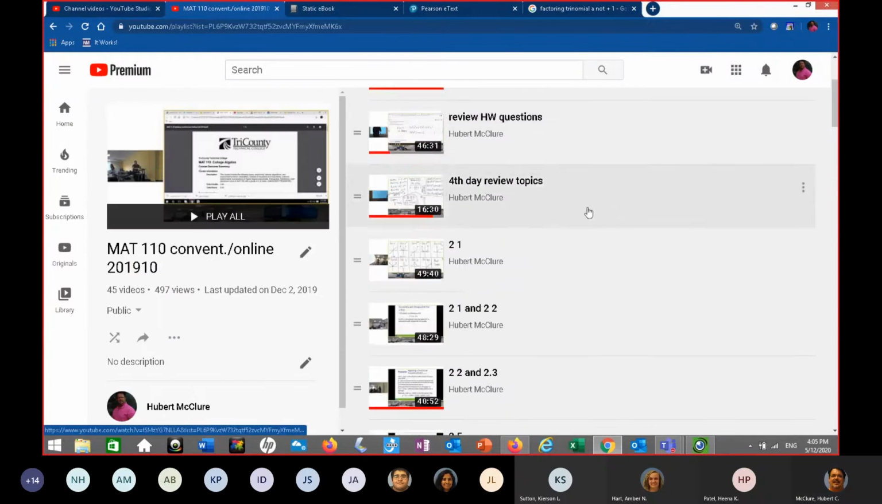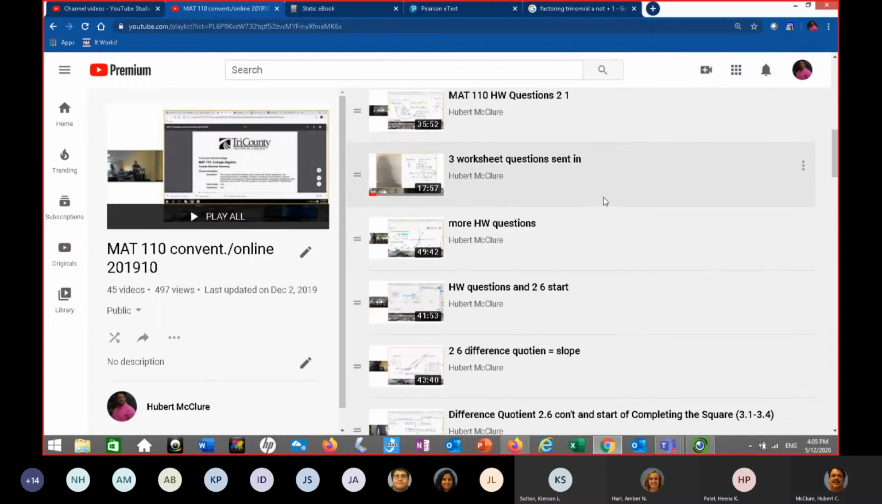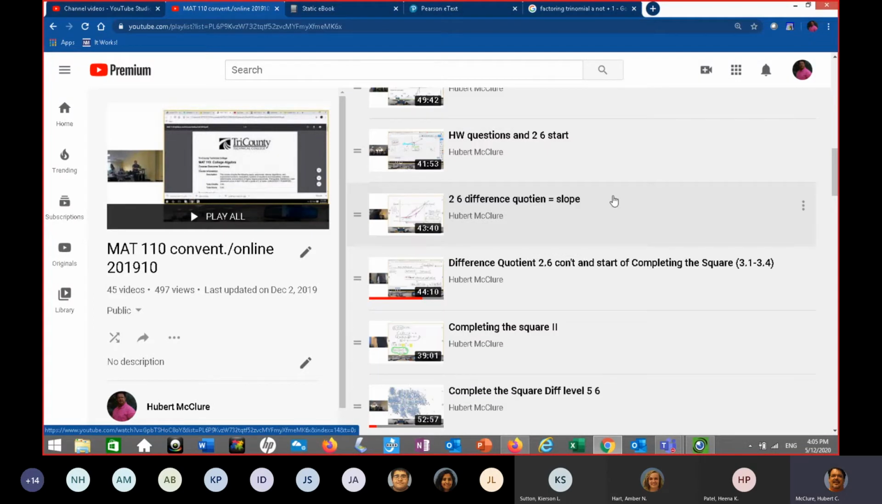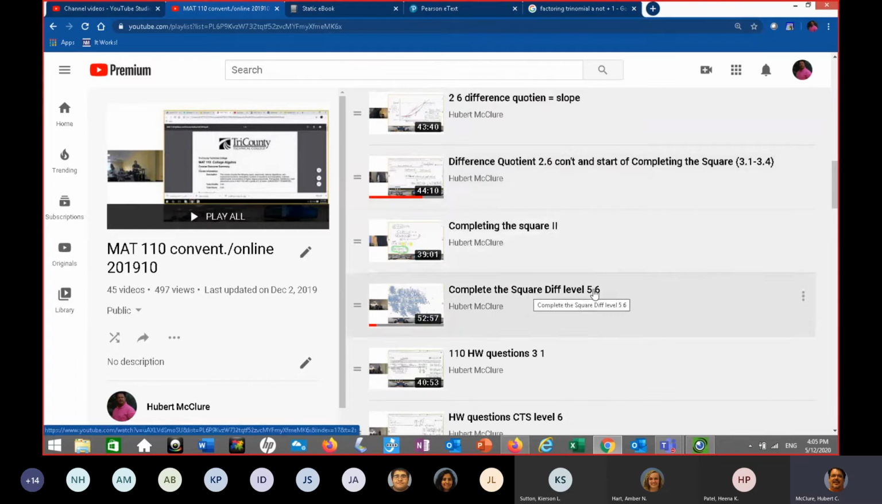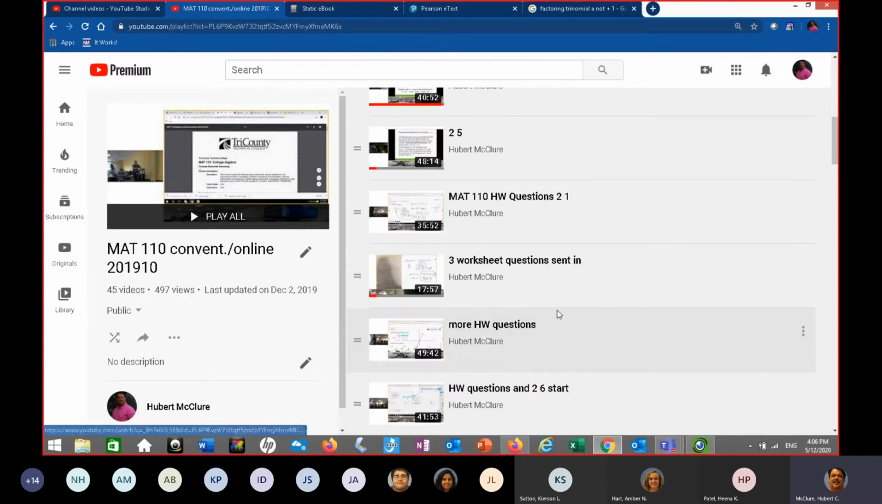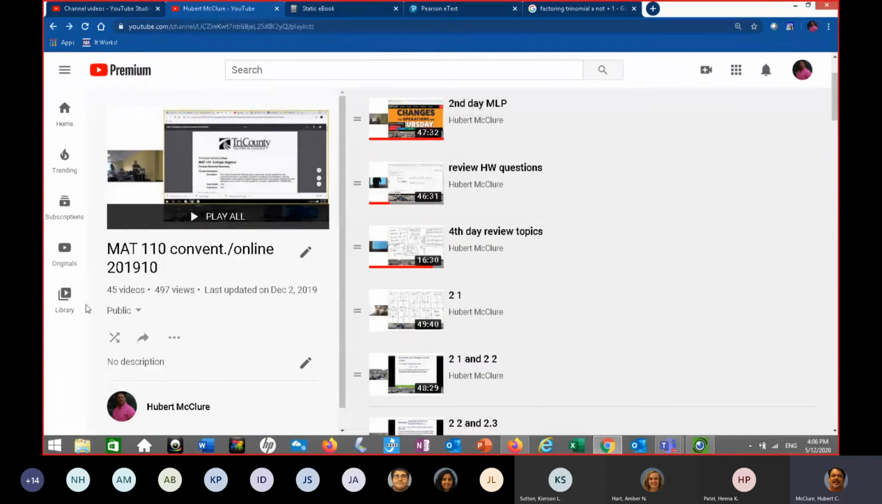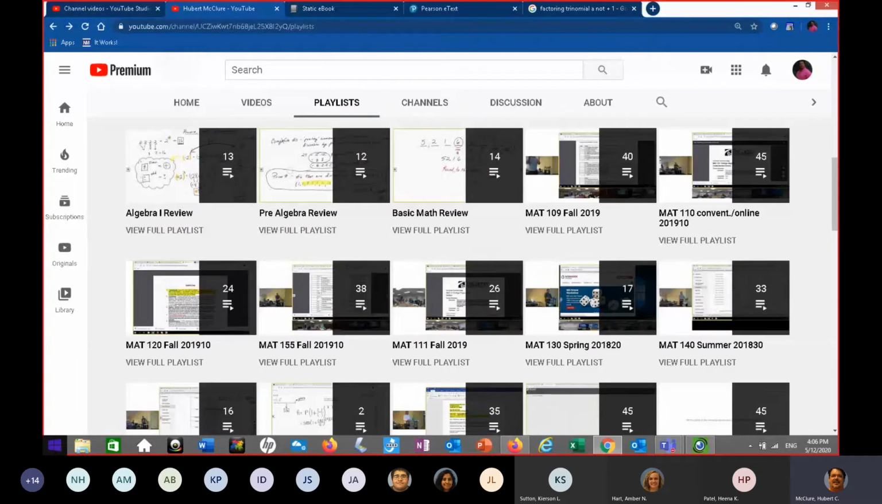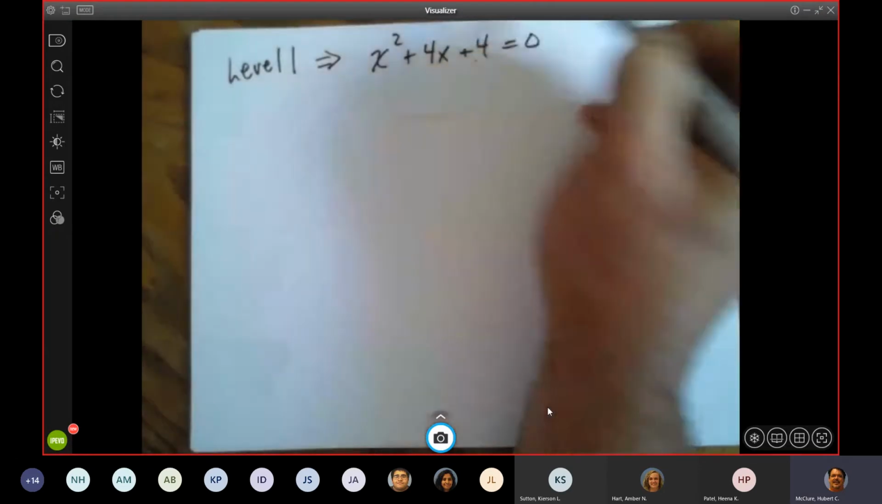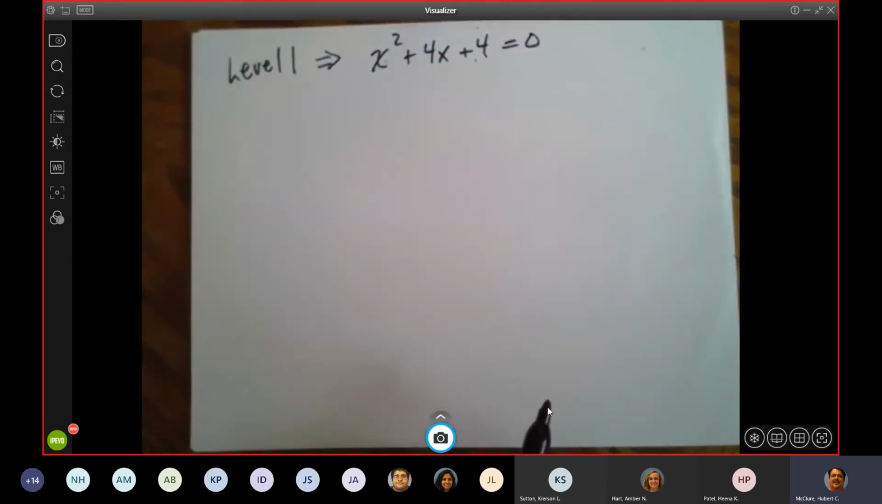And if you'll look, right down here, you're going to see levels. Well, there we go. You see completing the square, and then completing the square levels 5 and 6, and then completing the square level 6, and then completing the square level 8 and 9. Does everybody see that? Okay, why is that? Because the way I show completing the square, and those are very important videos there, I start with a level 1 difficulty, which would be x squared plus 4x plus 4 is equal to 0. And I go up to level 10. And that's 10 problems, 10 examples. And they're in those videos.